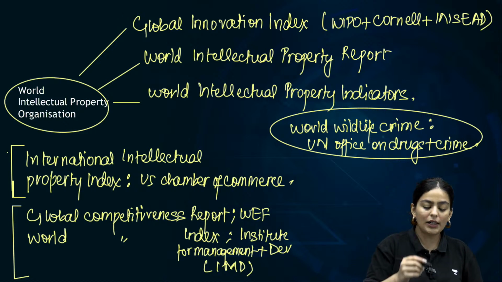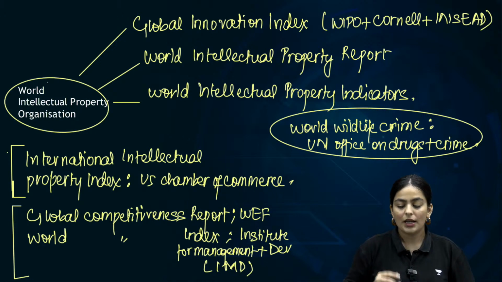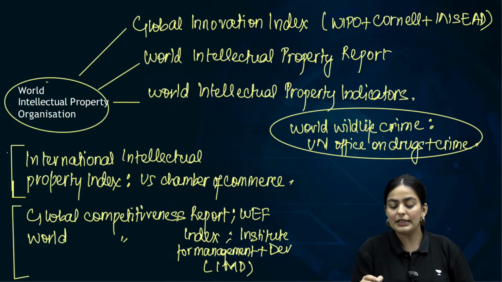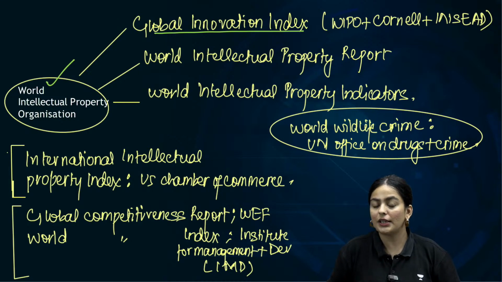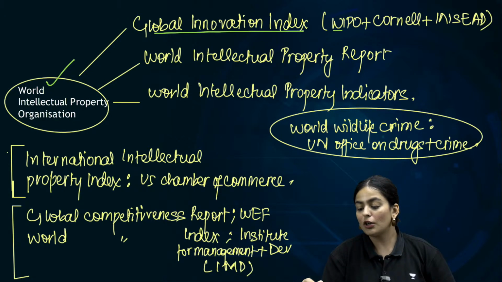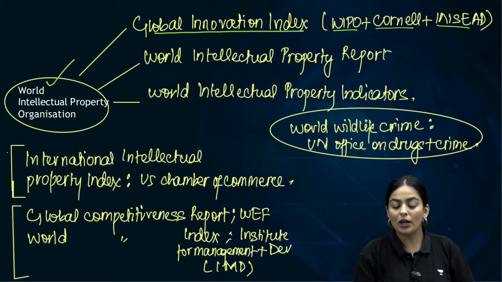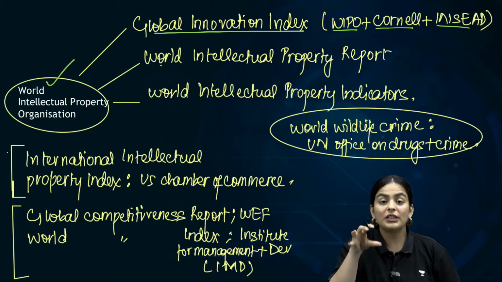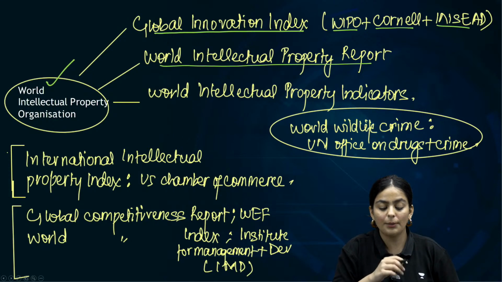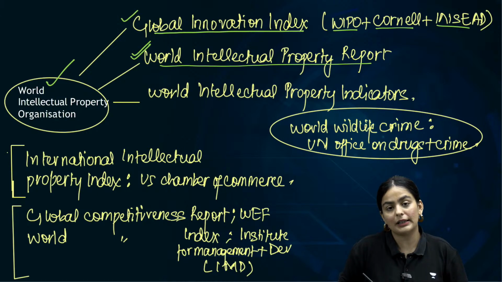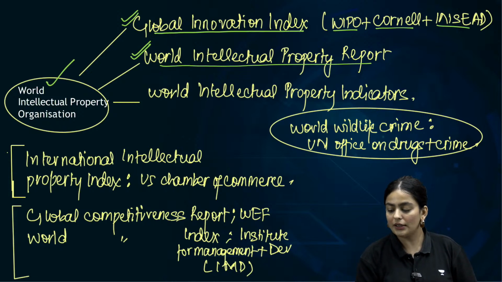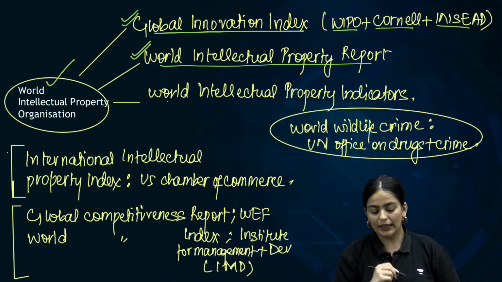Look at this. World Intellectual Property Organization is responsible for releasing the Global Innovation Index. Point number one, the Global Innovation Index, very important for you to know this. It is an initiative of WIPO, Cornell University and INSEAD. Second is the World Intellectual Property Report. The particular report that you're talking about is the World Intellectual Property Report, not the International Property Index. Clear? And the third is World Intellectual Property Indicators.